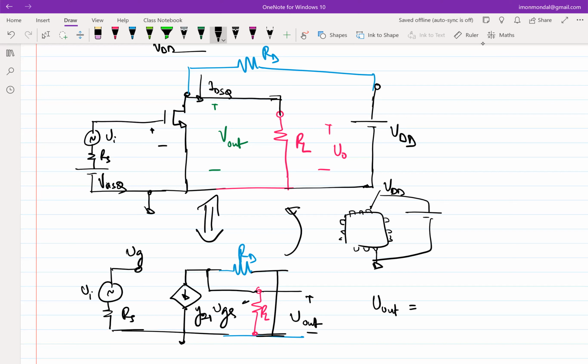So it should be minus Y21 VGS, minus Y21 because the current direction is pointing downwards, times RD parallel RL. As long as I can ensure that Y21 times RD parallel RL is more than 1, we have gain. Okay, so it seems like it's fine, but do you see something wrong in the top picture? Think from the perspective of biasing.